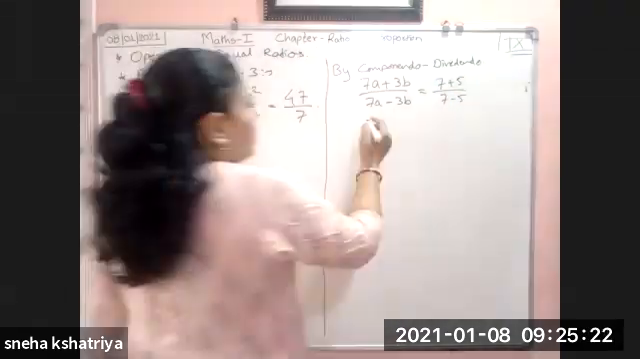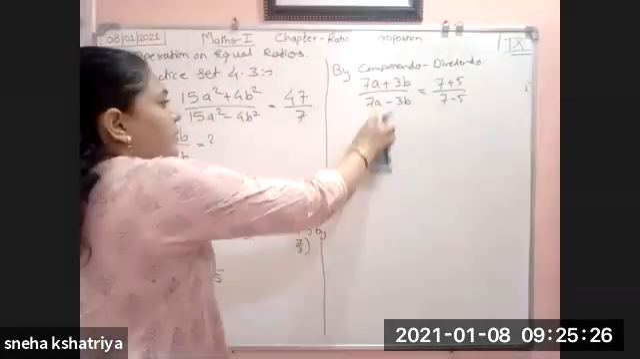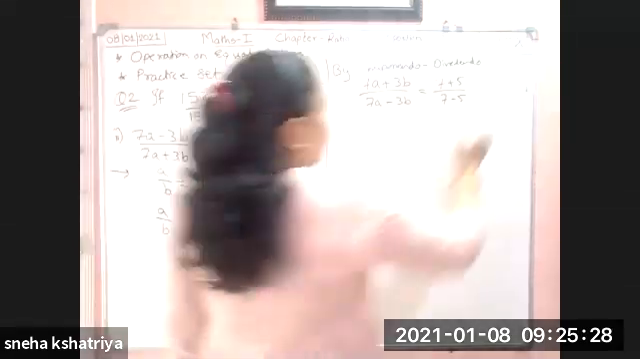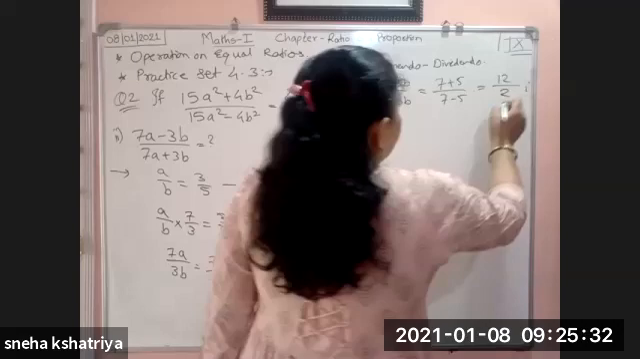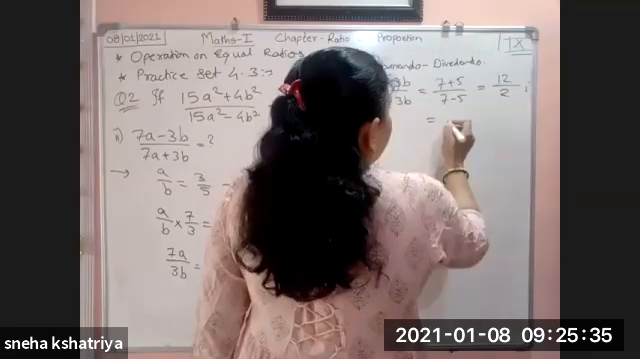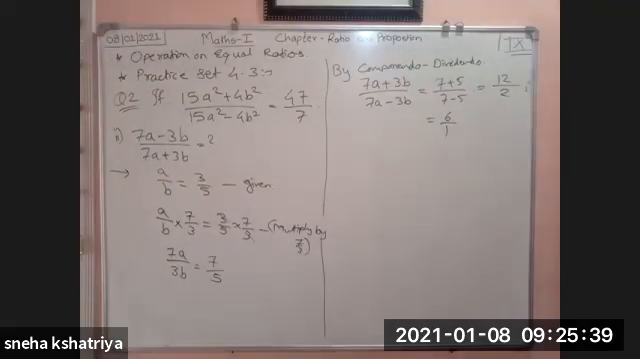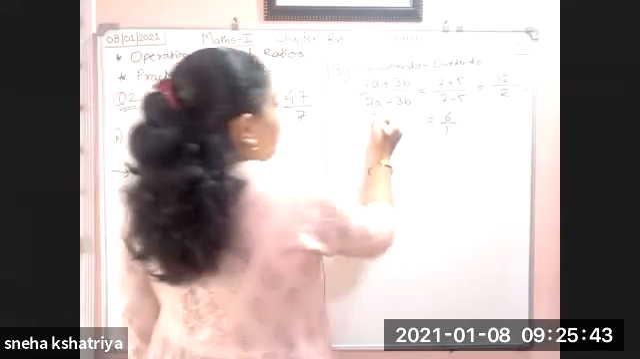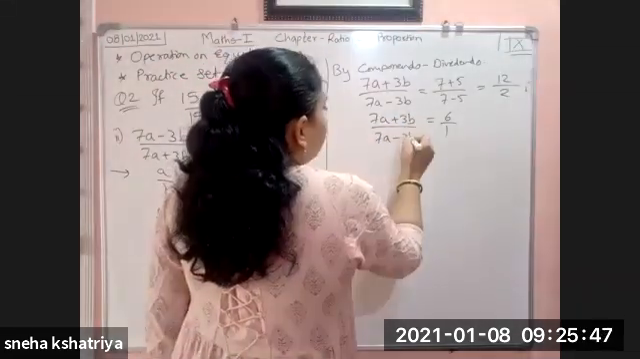Okay, so what is the value on the right hand side? 7 plus 5 is 12 and 7 minus 5 is 2. After reducing it, it will become 6 upon 1. Right? 2 ones are 2, 2 sixes are 12. So this will become 6 upon 1. So 7A plus 3B divided by 7A minus 3B is equal to 6 upon 1.